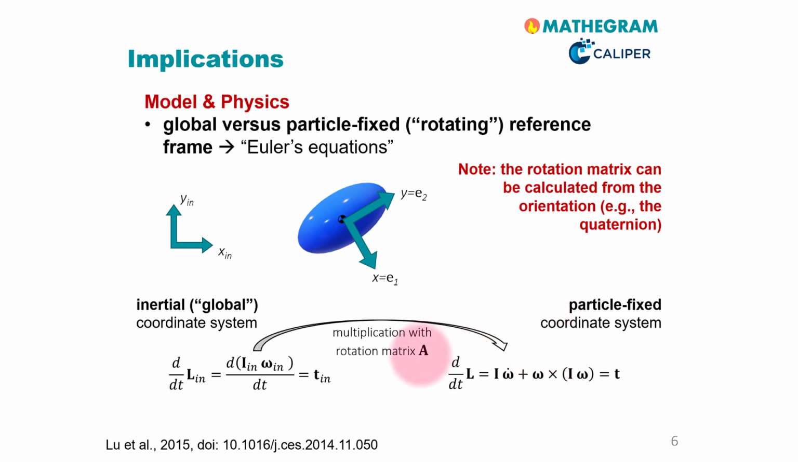Please also note that this rotation matrix can be relatively easily calculated from the quaternions, as you will see later. Of course, we can also go back from this representation to the global coordinate system representation, and it's quite easy because we just have to multiply with the inverse of this rotation matrix.